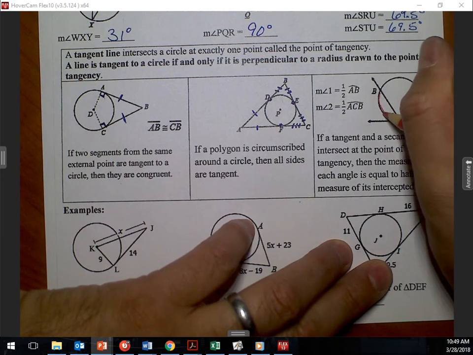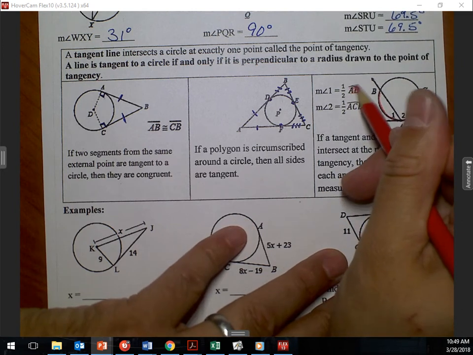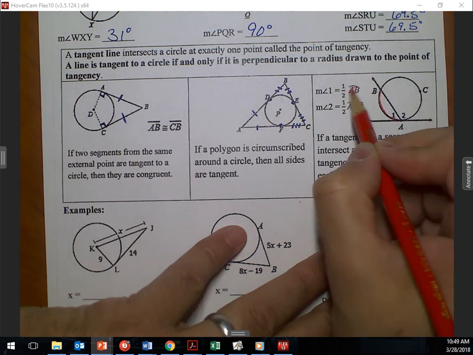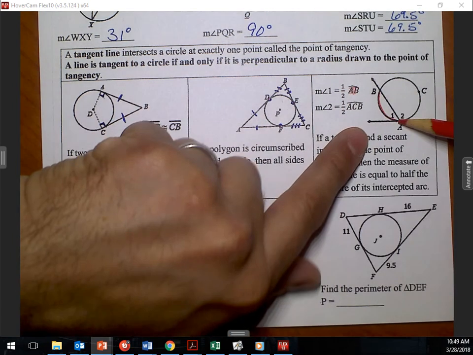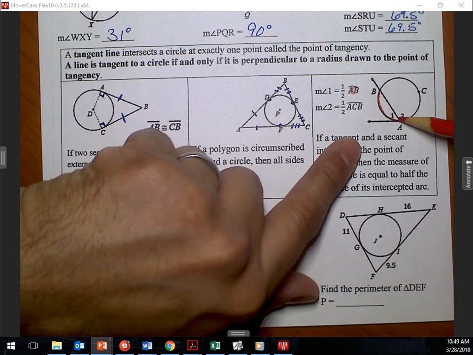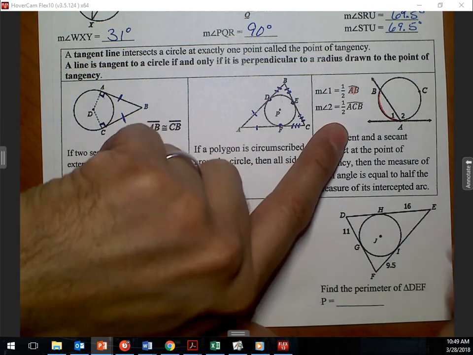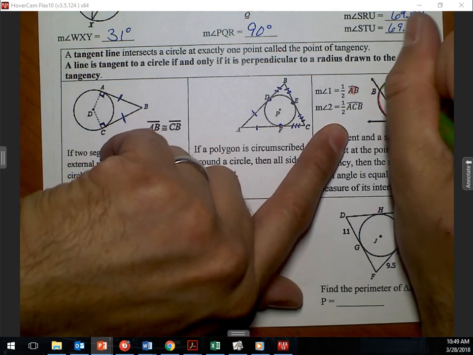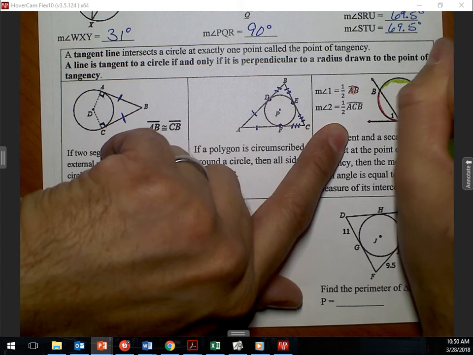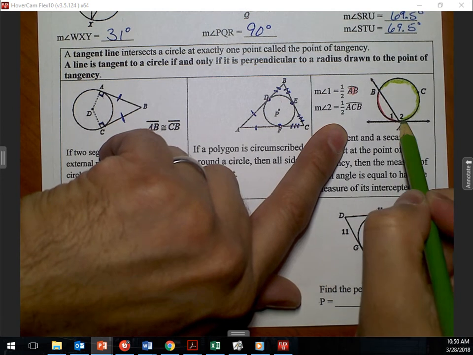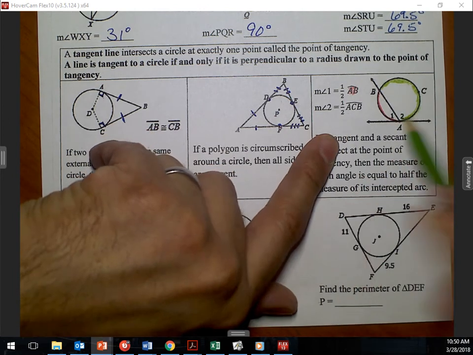So for angle 1, it's going to be referring to AB, which is this right here. So it's the formula that we had earlier. It's only touching at that one point, so it's going to be 1/2 of my arc. The same thing works on the other side for angle 2. My major arc on this side, at my point of tangency there. So this is going to be 1/2 of my major arc on this side.